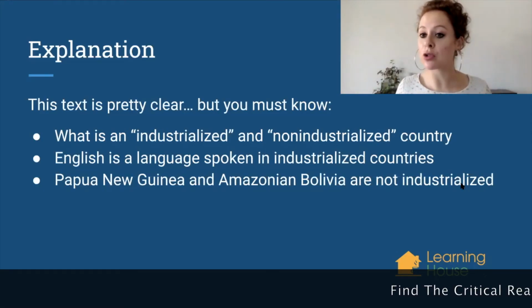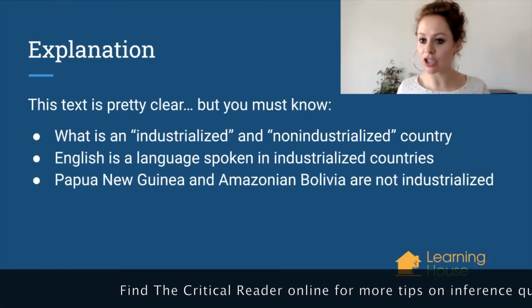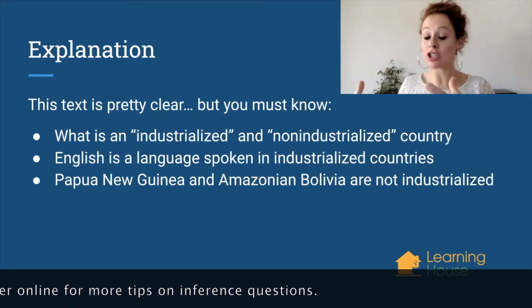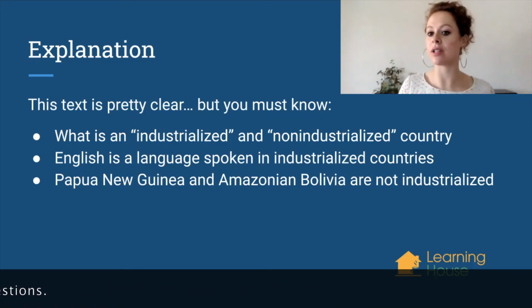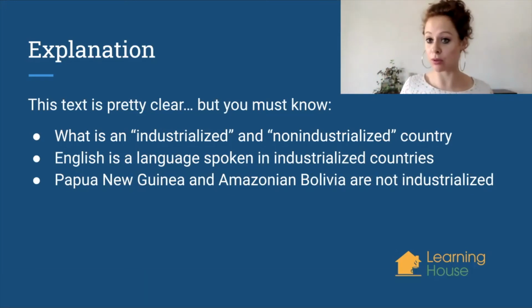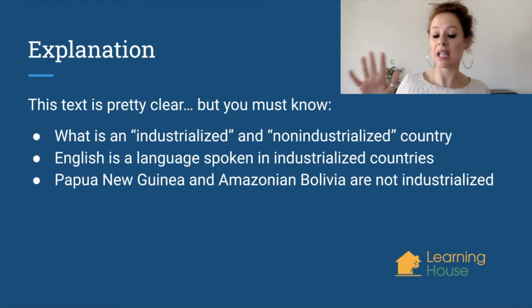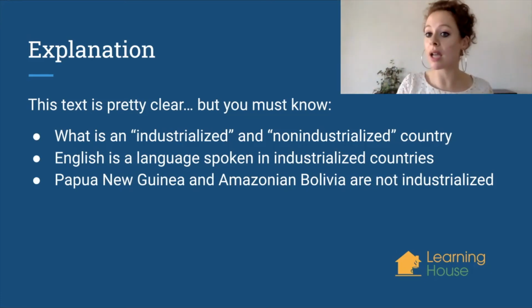Text is pretty straightforward, but you do need to know the definitions of some words. What is an industrialized and a non-industrialized country? You have to know this to be able to work through this problem. The next thing is a little bit of an assumption, that English is spoken mostly in industrialized countries. And then you have to know that Papua New Guinea and Amazonia and Bolivia are not industrialized.